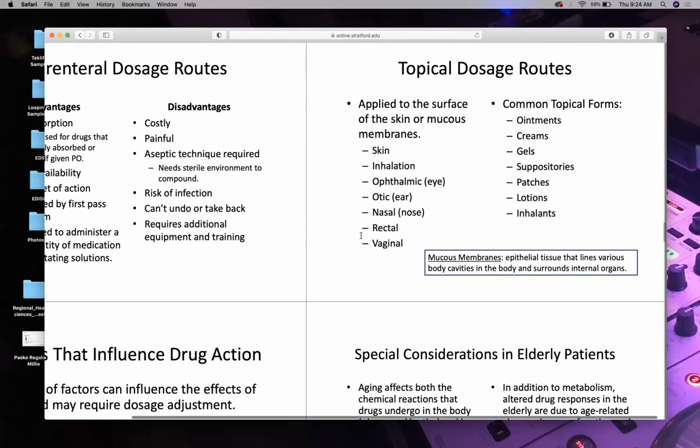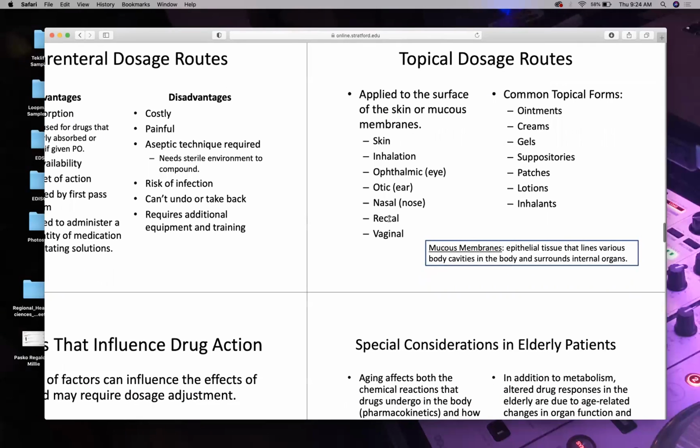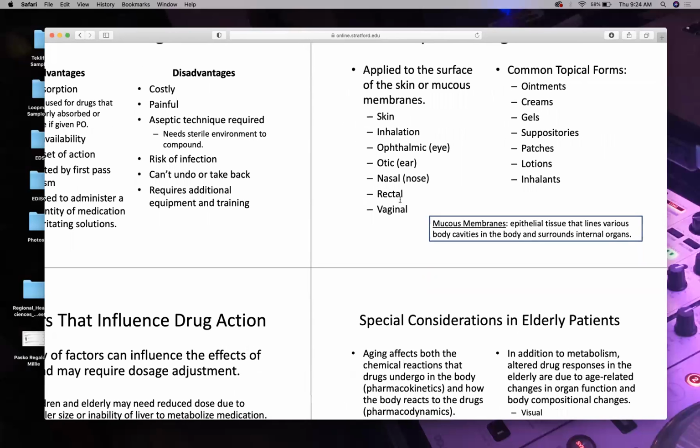Topical is applied to the skin. You also have ophthalmic, we put it in the eye. Otic, we have eardrops. Nose, it could be that little nasal stick that we put up there. Of course, rectal, I put a suppository in your rectum or in your vaginal canal.